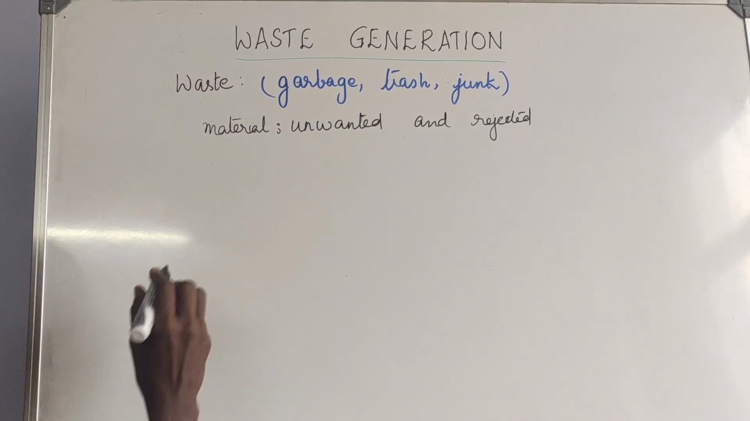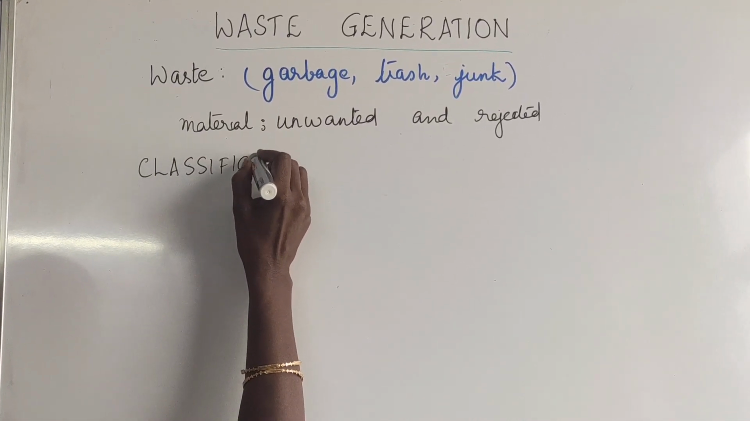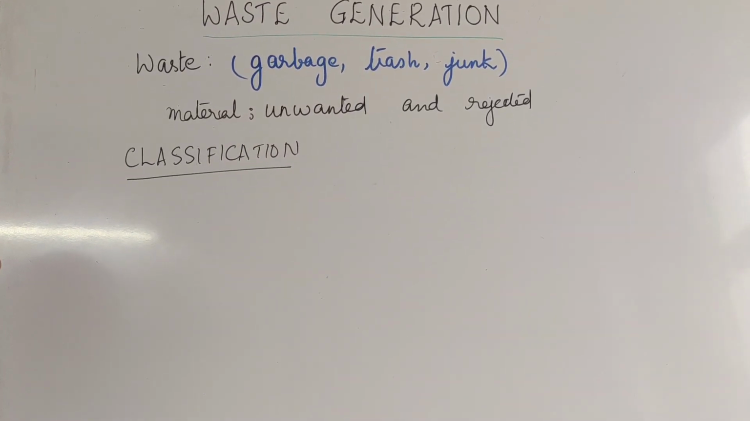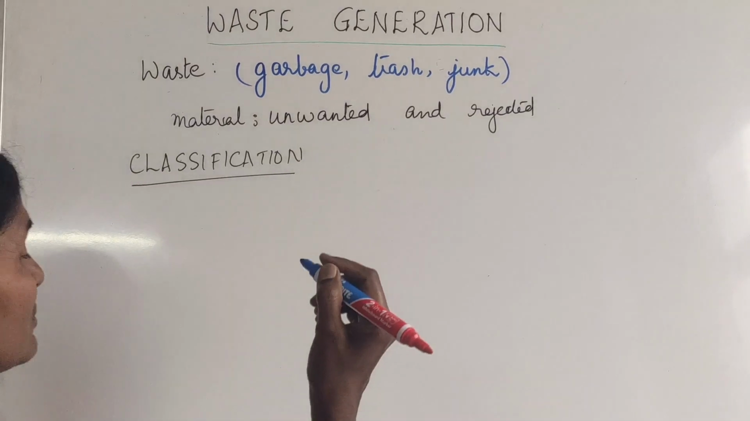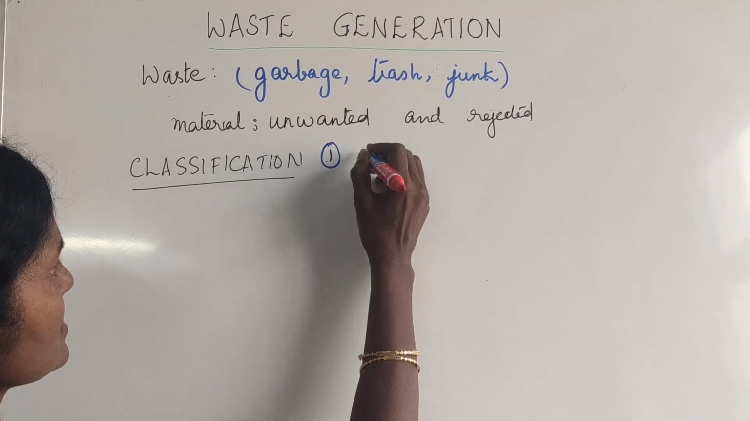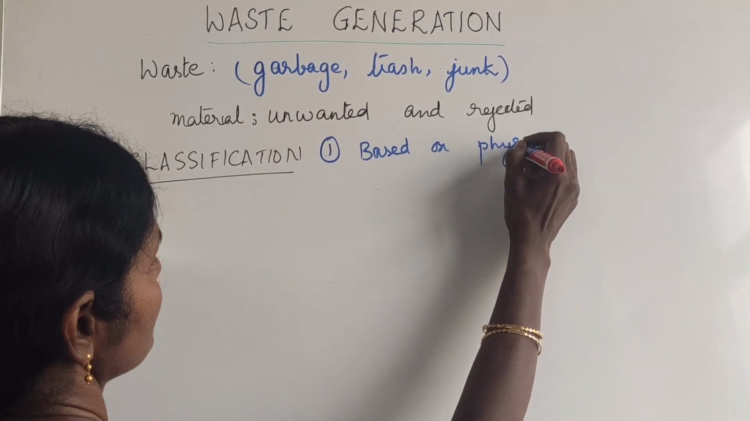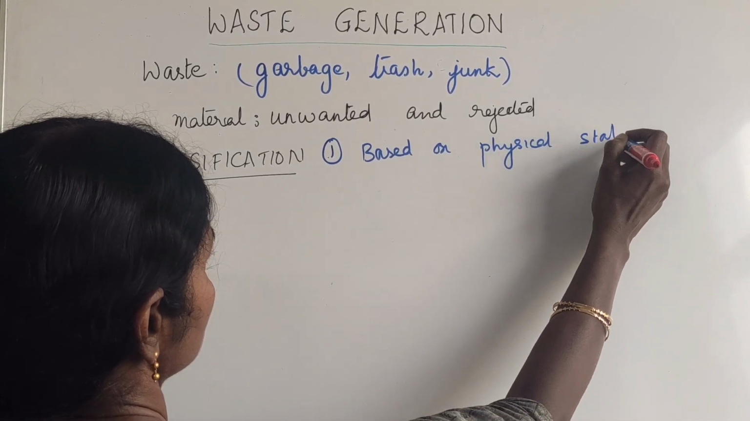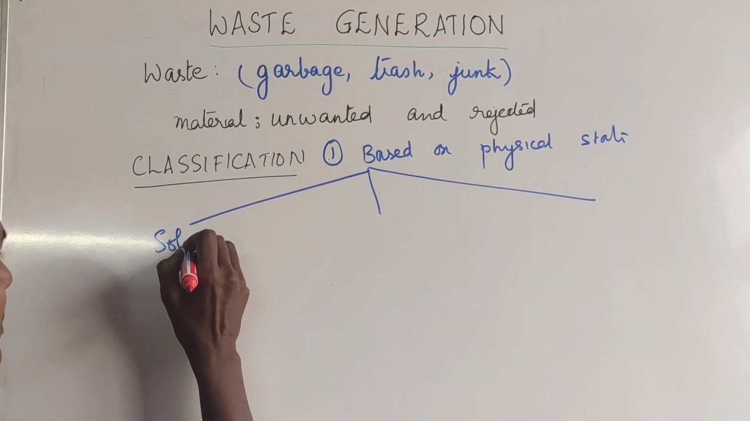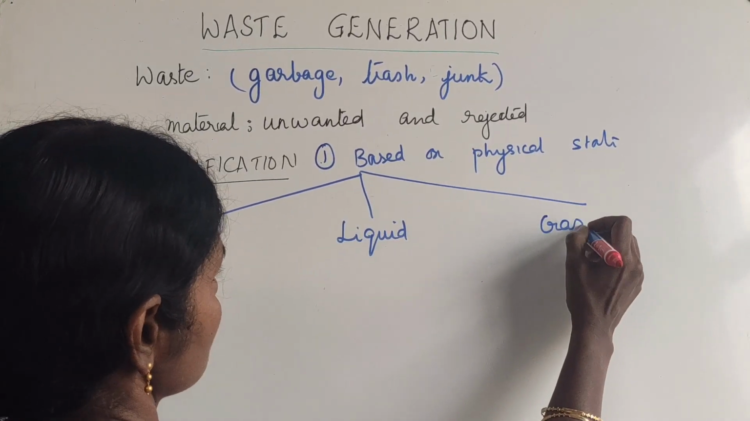Okay, now going to the classification of waste. There are different types we can classify. The first one is based on the physical state. As we learn about matter, we learn about solids, liquids and gases. This classification, first number one, is based on physical state. So there are three types: solid waste, liquid waste and gaseous waste.